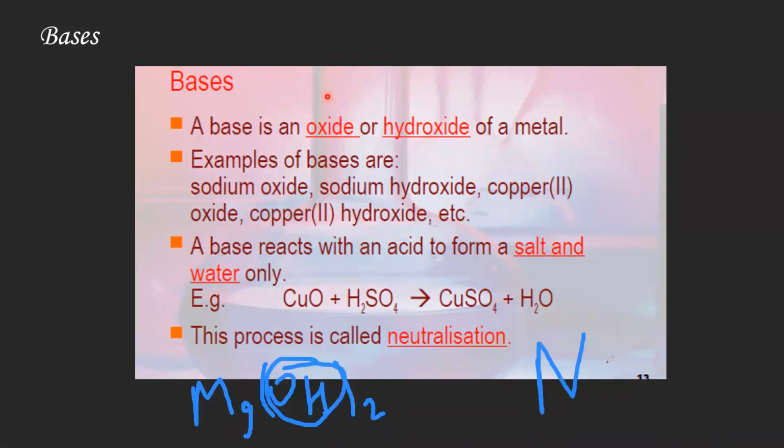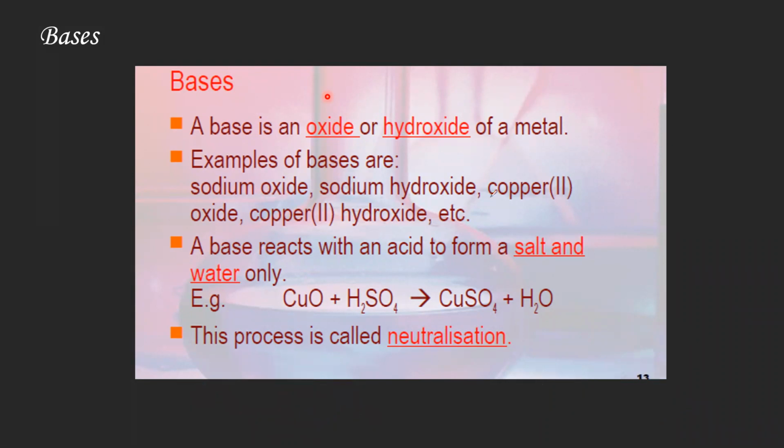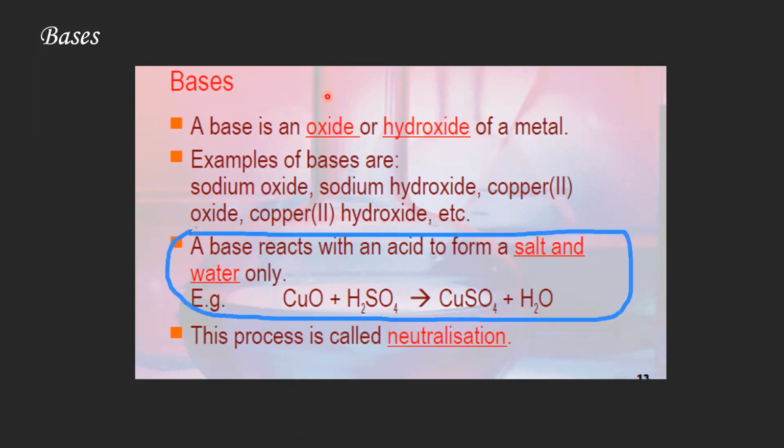If you see NaOH, OH is the hydroxide, Na is the sodium. Sodium is a metal. So the examples are sodium oxide, sodium hydroxide, copper oxide. And here again, neutralization is seen. Same concept. So folks, as I have said, in acids we have H+, in bases we have OH-. All right, so this is the basic difference between them.